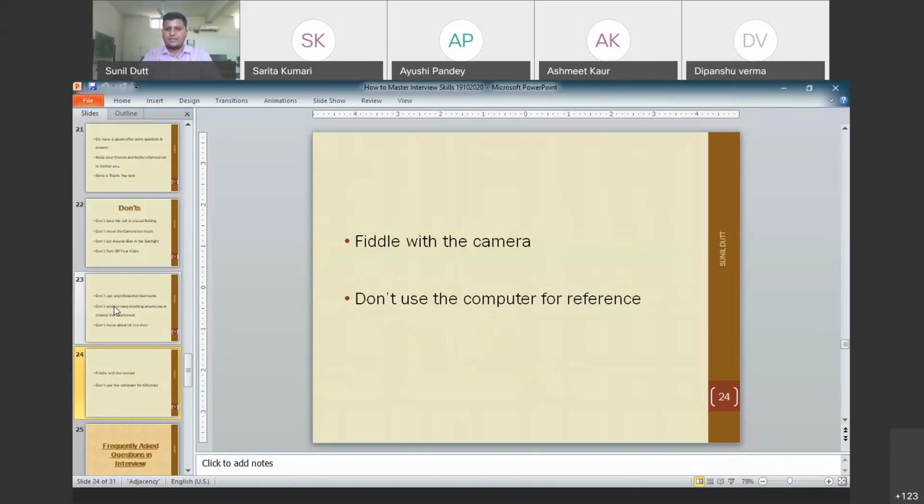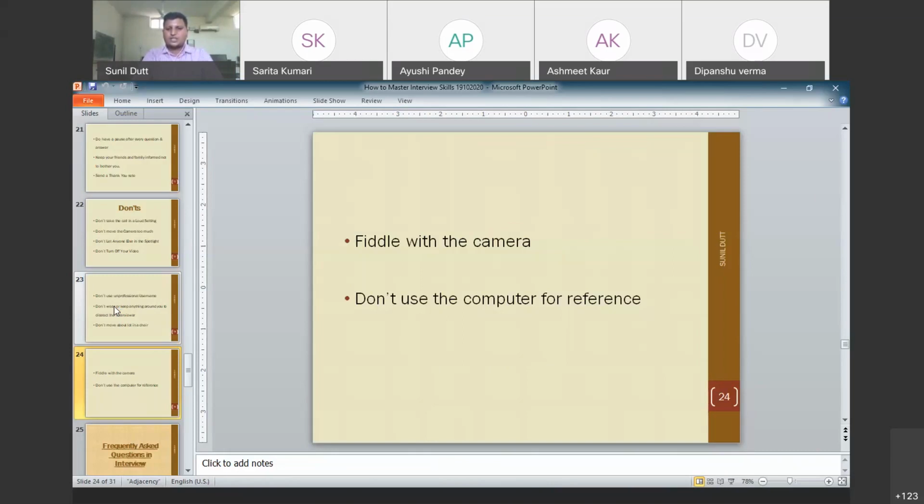If you are appearing for an interview through a mobile phone, you should keep your mobile phone at a place so that you are focused up to your bust. Your upper part is clearly visible. You're visible properly in the camera.